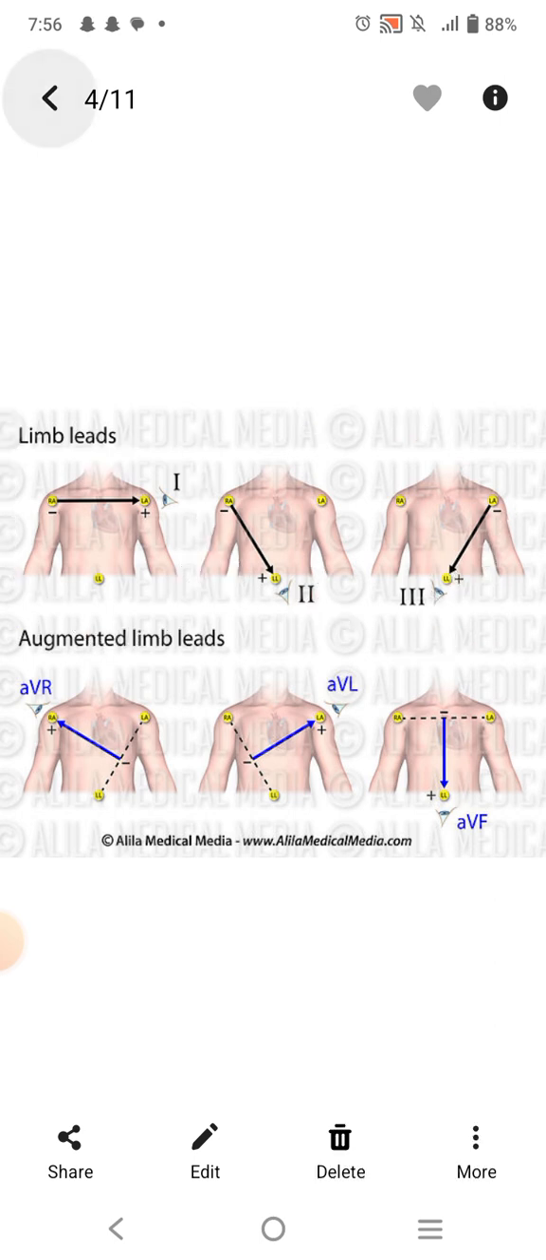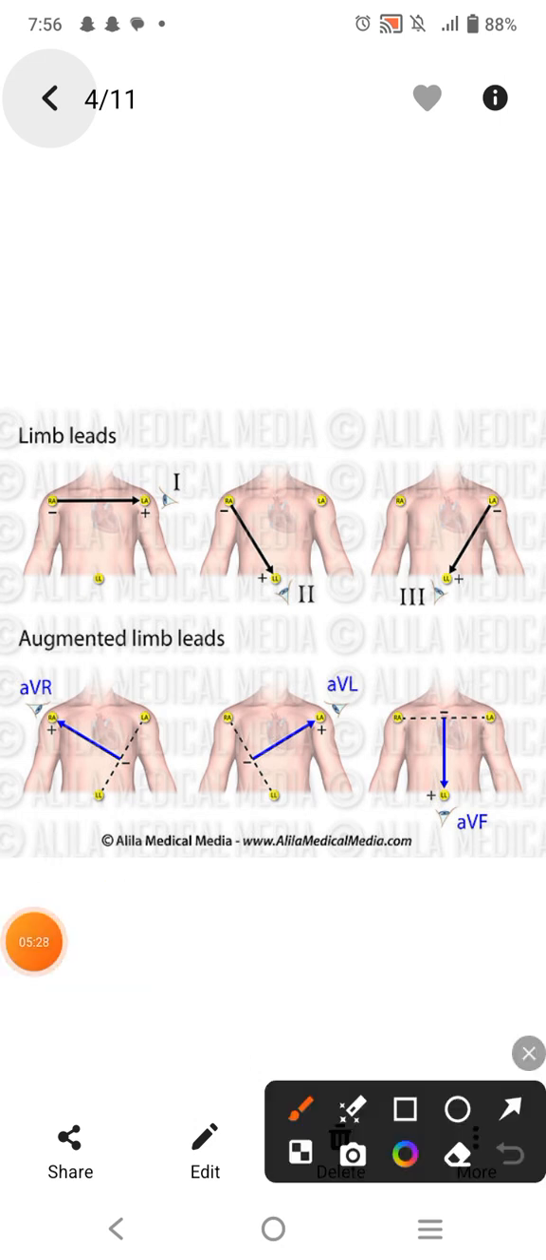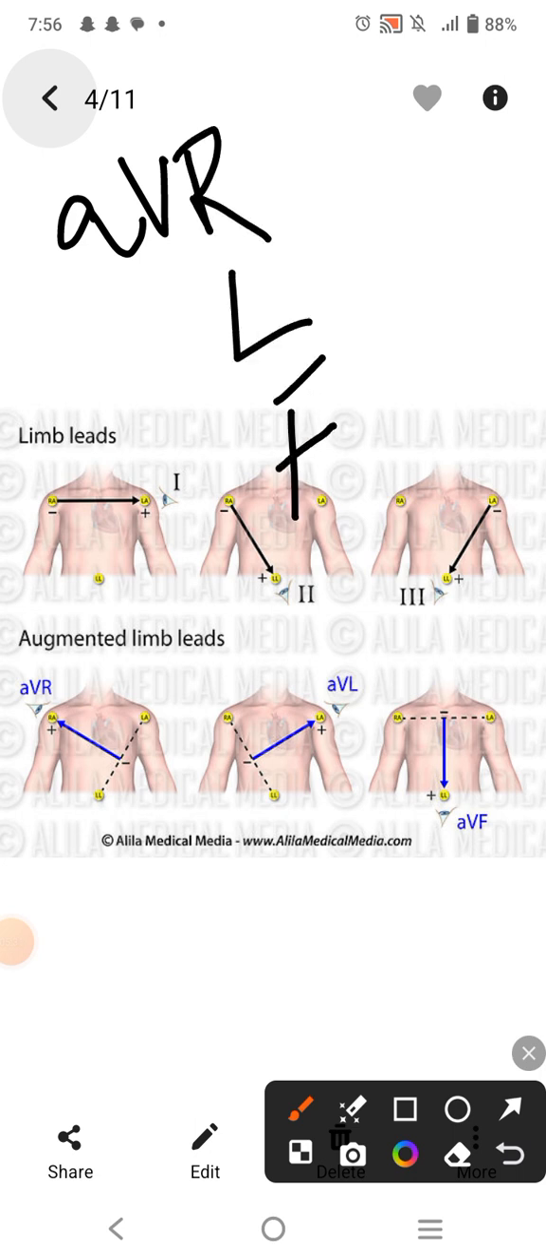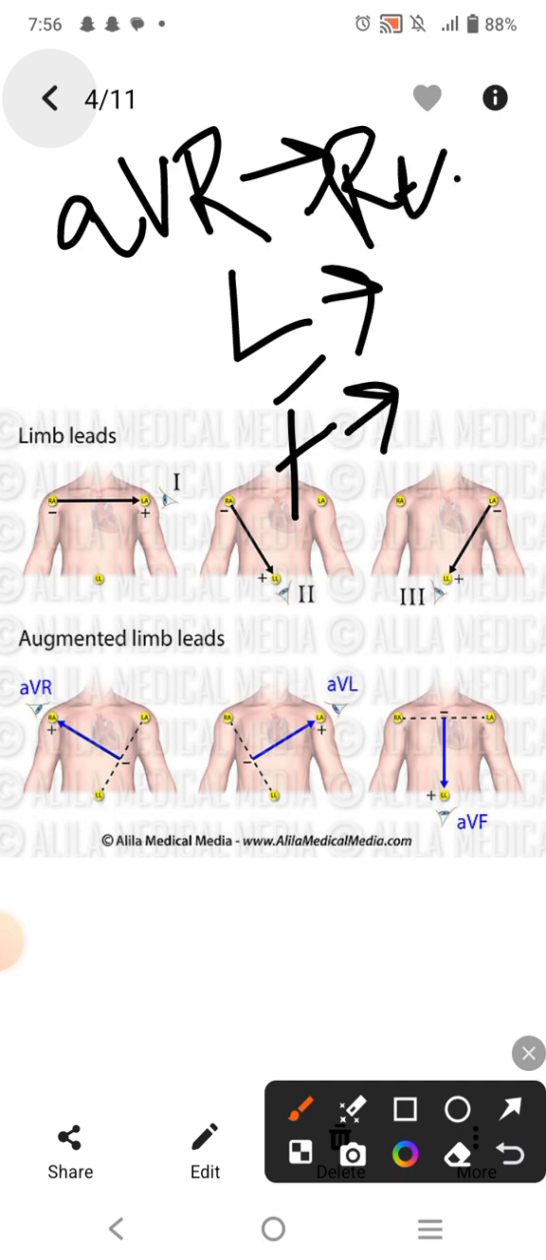So next one is the augmented limb leads. In augmented limb leads, again there are three leads: AVR, AVL, and AVF. Here A means augmented, V means unipolar, R means right, L means left, and F means foot. R is the right arm, L is the left arm, and F is obviously the left foot, as there is nothing to do with the right foot. It is also called unipolar leads, because here we consider a heart central point as a reference.